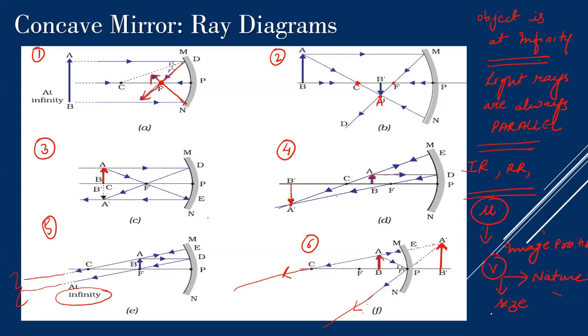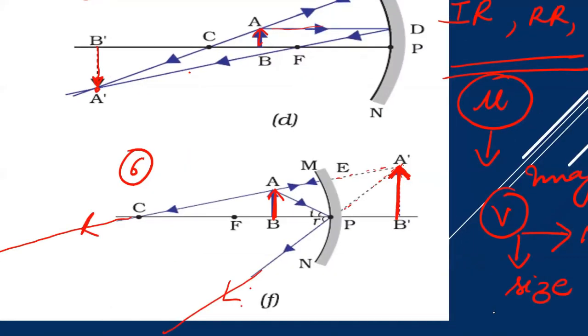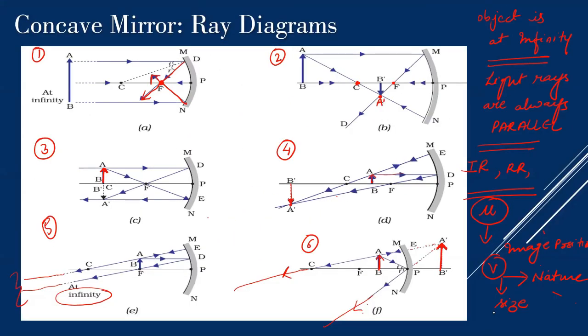Okay, and what will be the nature of image? Nature of image will be virtual and erect. If you have observed in the first 5 images, all the images were inverted. They were formed in front of the mirror. So all these are real images.